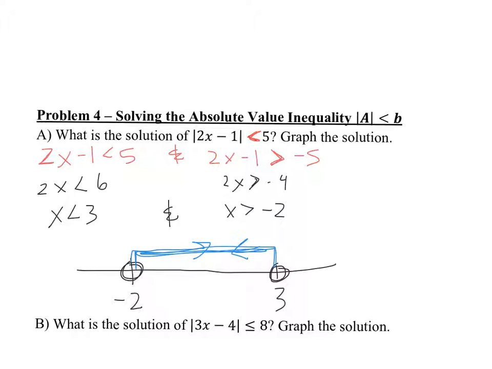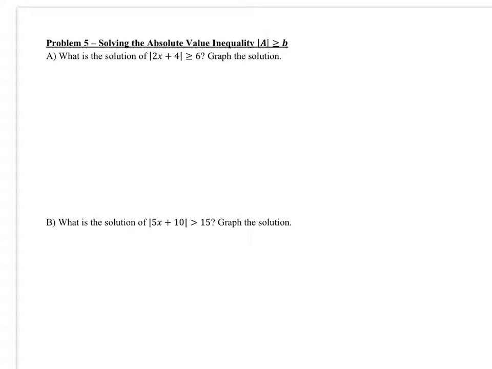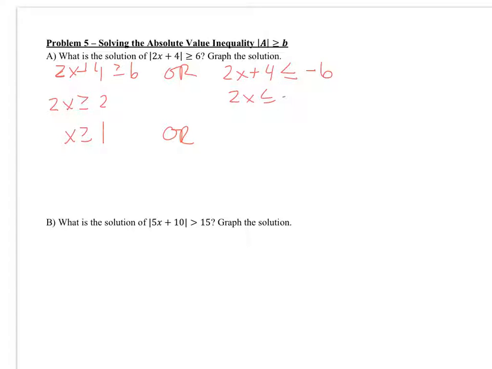So I want you to do B by yourself. So now these problems are the same thing, except we have a greater than. So when you have greater, it's going to be an or statement. So that means they're going to be shooting out from each other. So we still have our 2x plus 4 greater than or equal to 6, and it's going to be an or statement, and then 2x plus 4, and then you make sure to flip your sign because you're multiplying by the negative to get the negative 6. And you solve for both of them, so I'm first going to subtract my 4, divide by 2, I get 1, or subtract my 4, get negative 10, divide by 2, I get a negative 5.